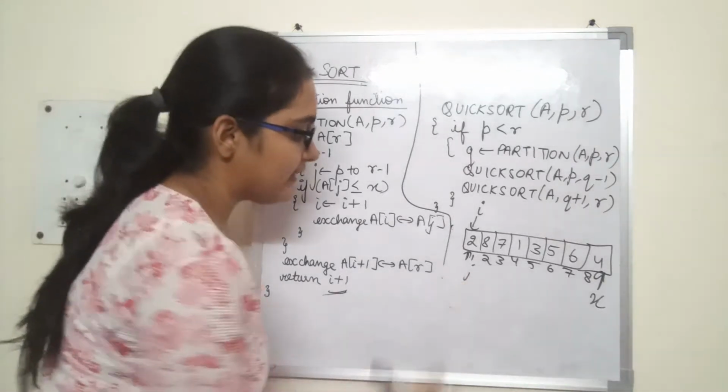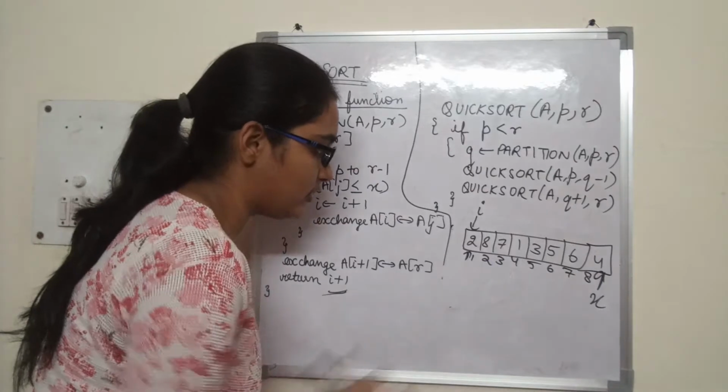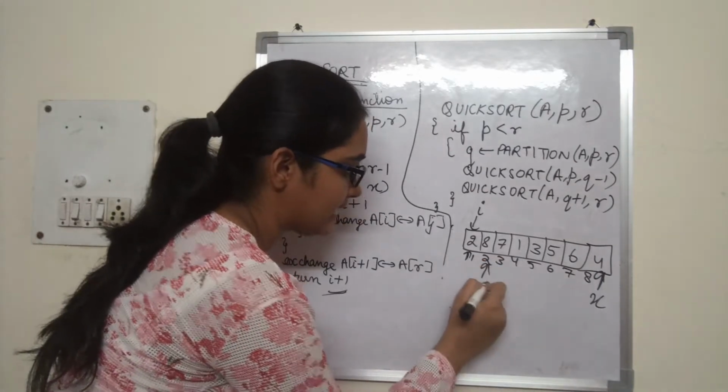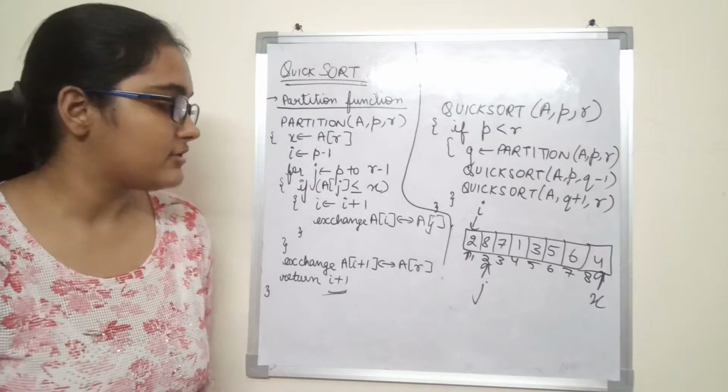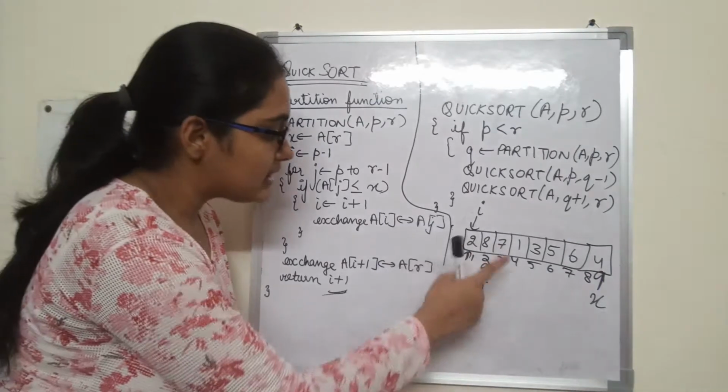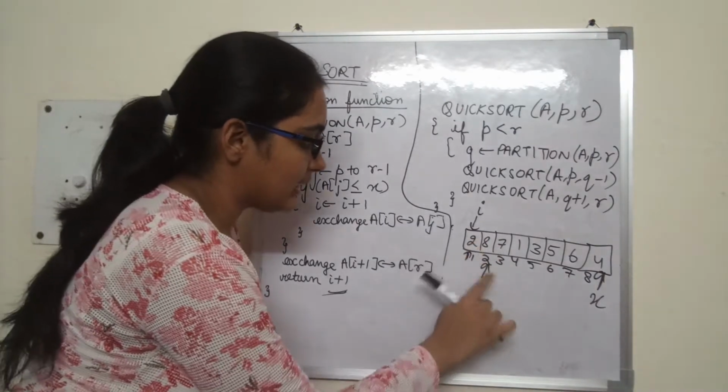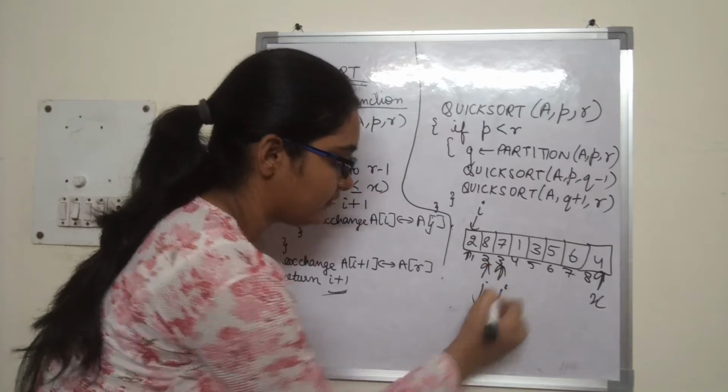Now again j will be incremented. j will now point to this element. Now is A[j] less than or equal to x? No, it is not true. So what will happen? It will just increment. j will now point to this element, right?